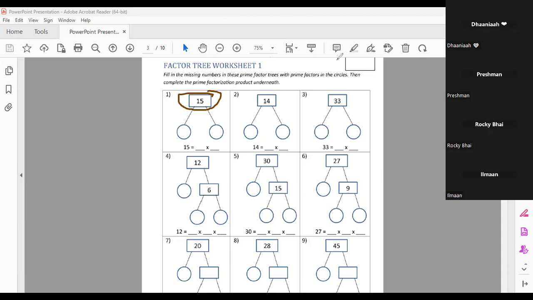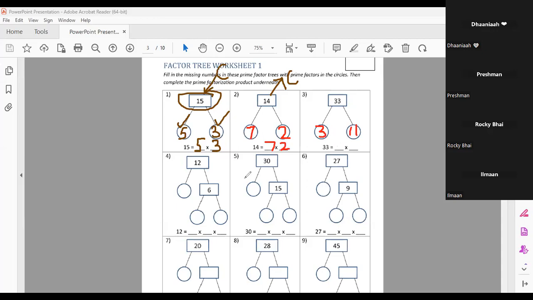5 times 3. So 5 times 3. Can you see? You can write that 5 here. You can write the 3 here. And your 5 and 3 are prime numbers. This is a composite number. Can you understand numbers better now? So 14 is a composite number. I'm going to break that up into primes. 7 and 2. Well done. So you can write there 7 times 2. This is how you do it. 33. I want 2 primes. Very good. 3 times 11 or 11 times 3. Doesn't matter.